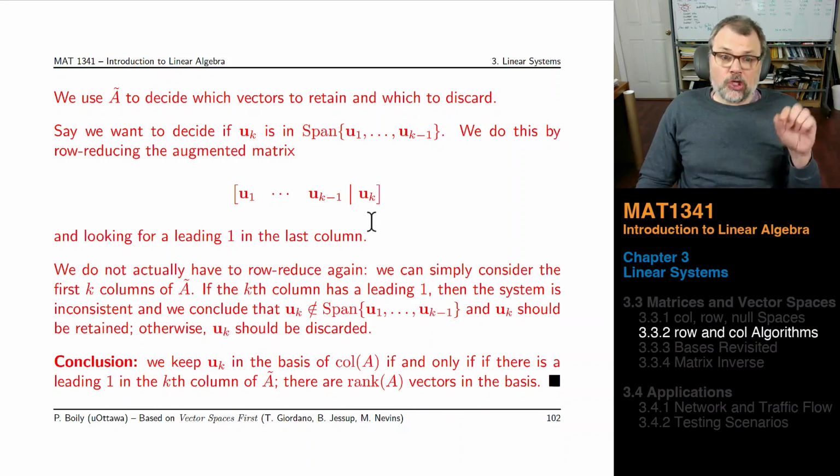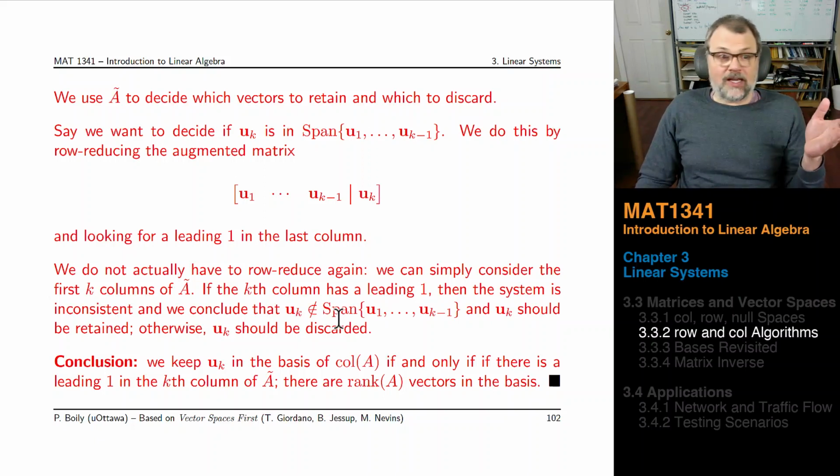You could just look at the first k columns of A tilde, the reduced row echelon form of A. If the kth column has a leading one, then the system would be inconsistent, and you would conclude that UK was not in the span of U1 to UK minus 1, and so you should retain UK. Otherwise, UK should be discarded.